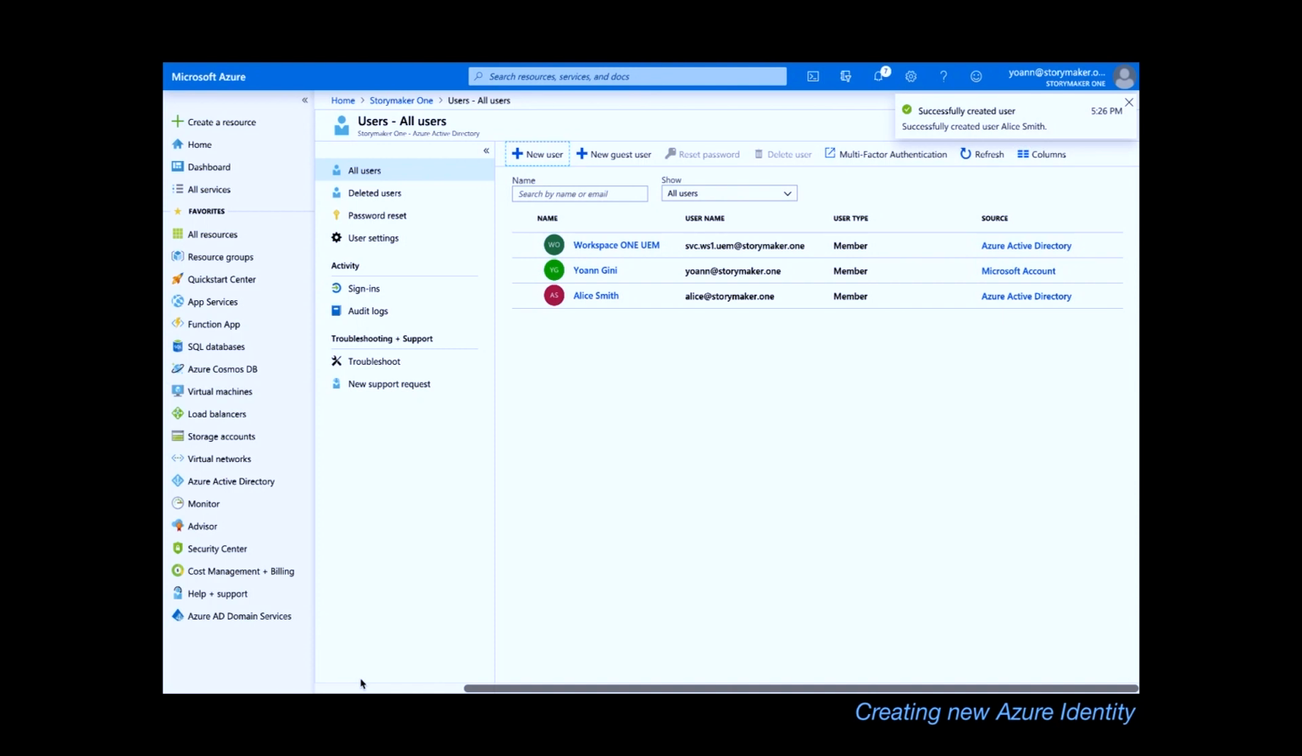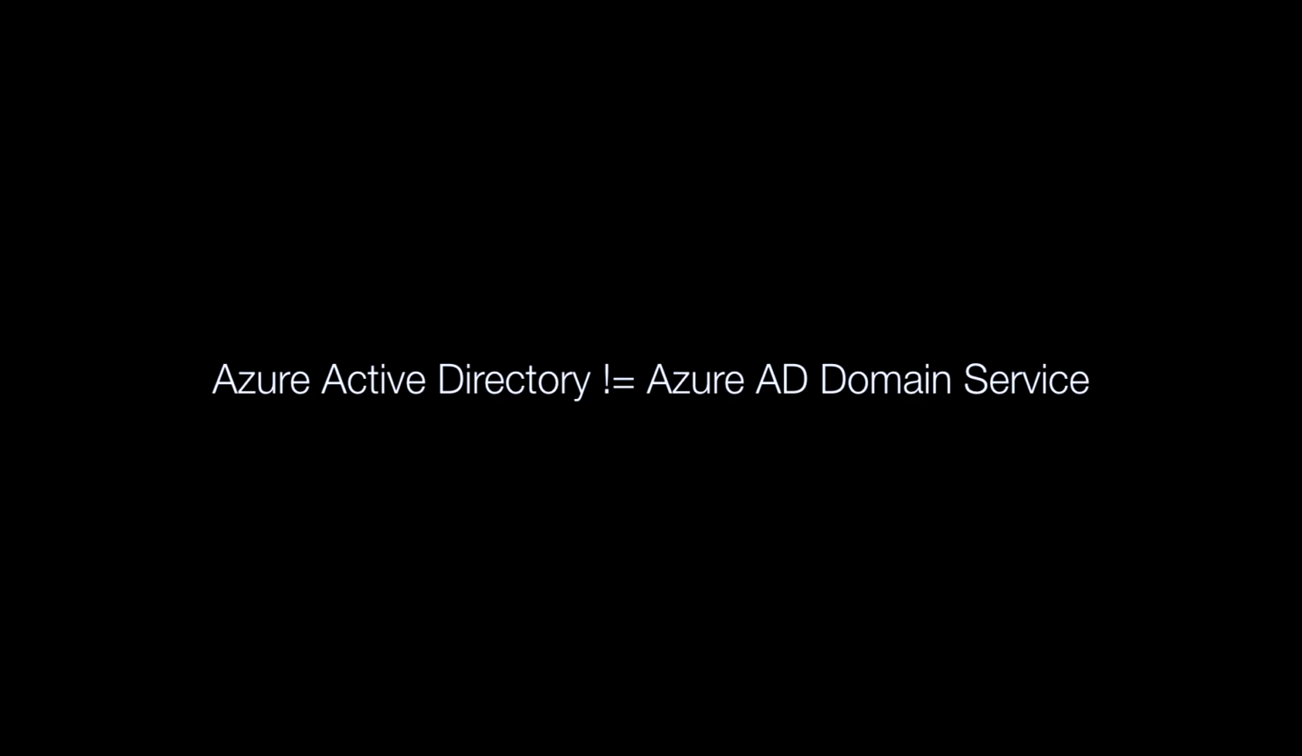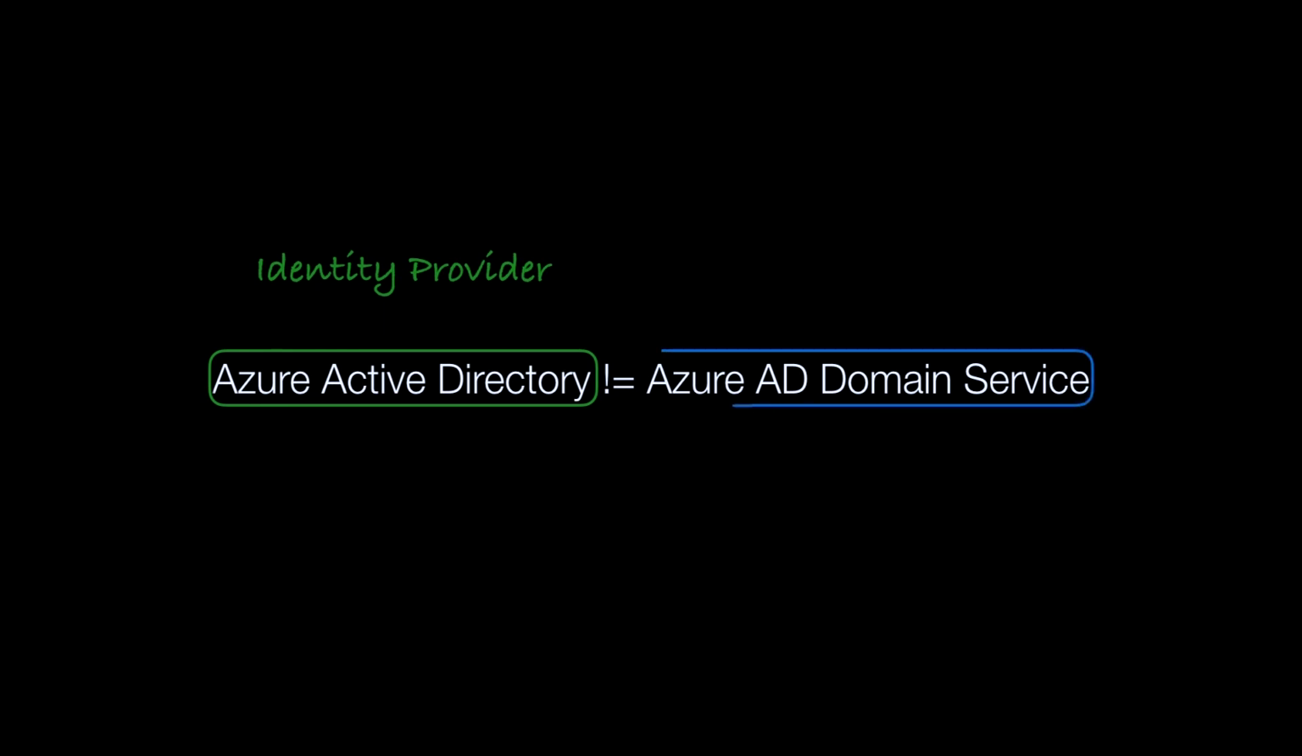So now that you have your identity, the thing to remember is Azure Active Directory is not the same as Azure AD Domain Services. Azure Active Directory is the identity provider, while Azure AD Domain Services is your LDAP gateway. And so when you try to link your service provider to your identities, you will work with Azure AD Domain Services.